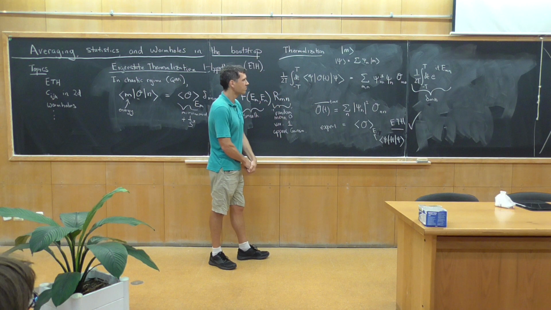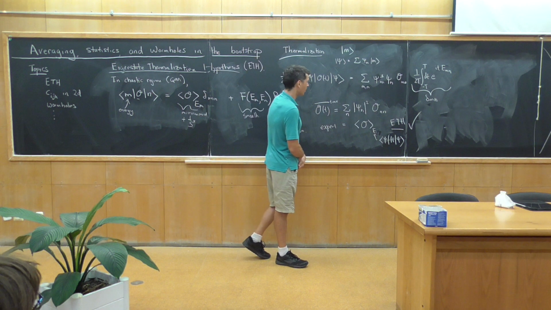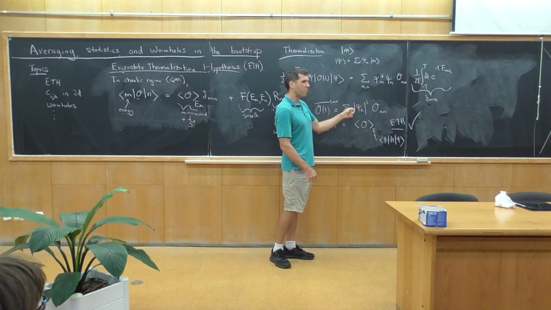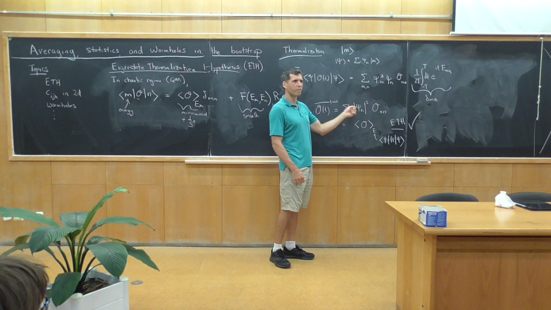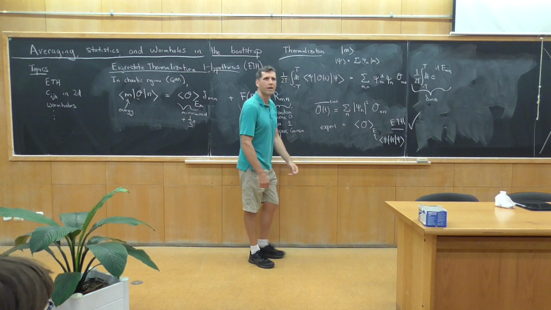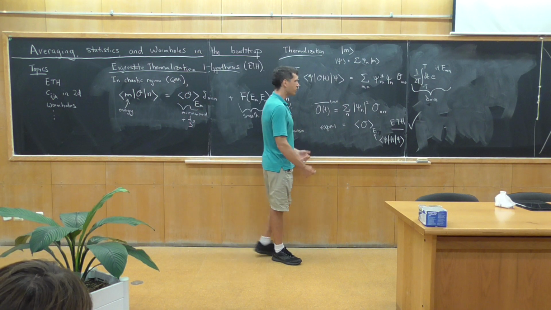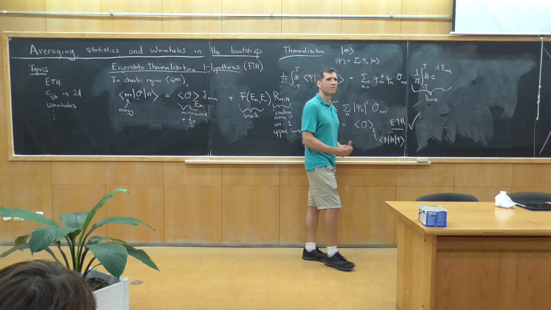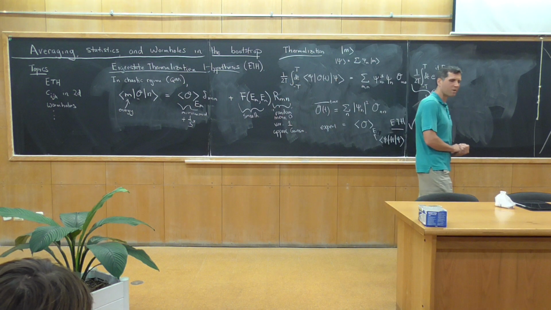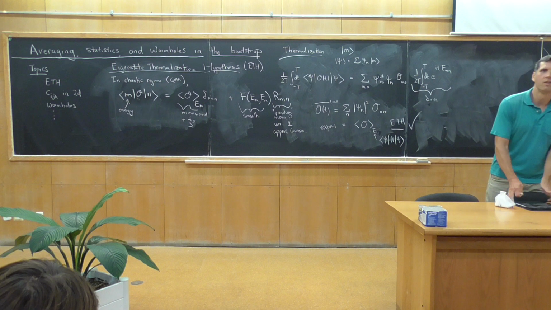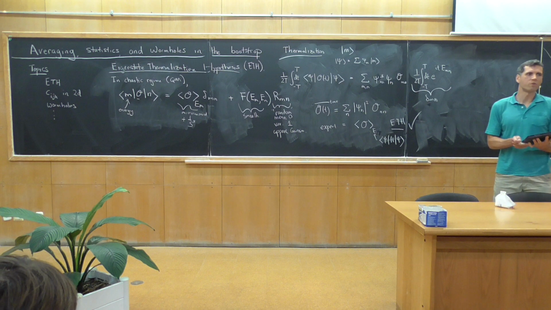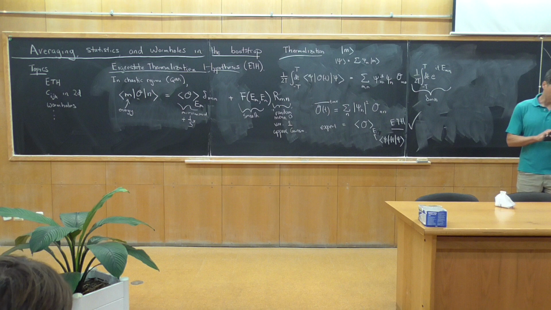So in integrable systems, you get late time equilibrium by preparing states with random weightings. In non-integrable chaotic systems, the thermalization occurs eigenstate by eigenstate. And the energy basis is special, obviously, for the state. It's in the energy basis that ETH holds.